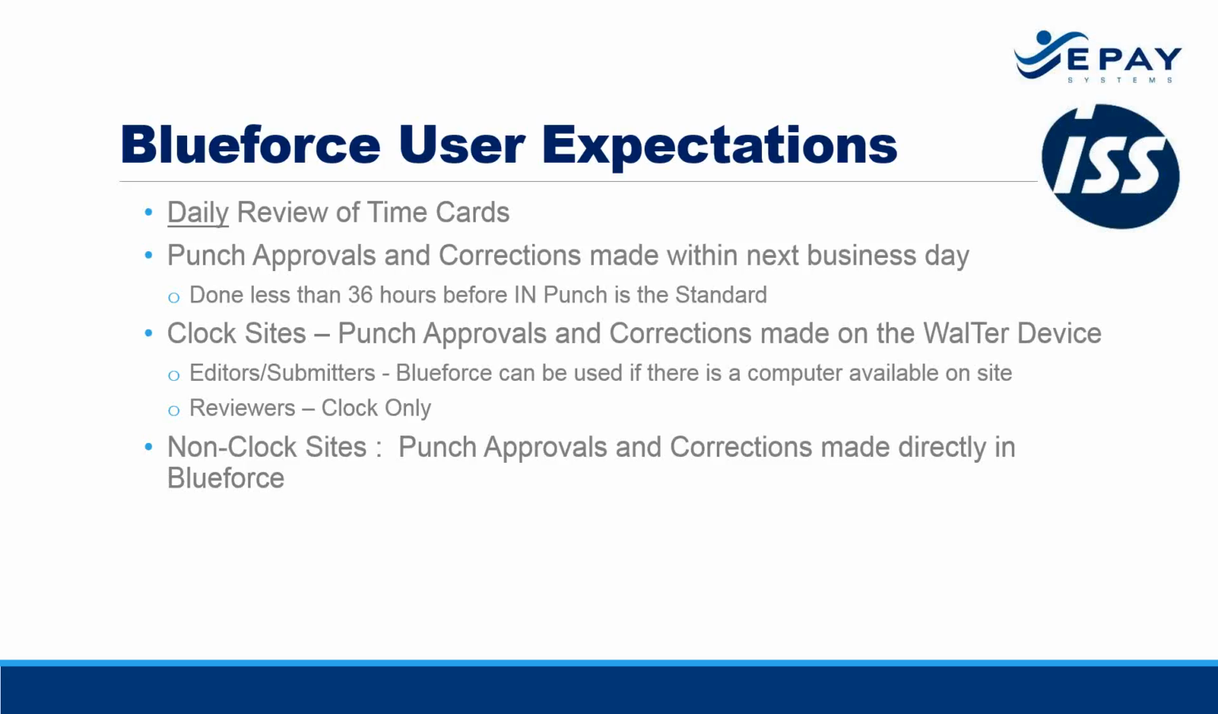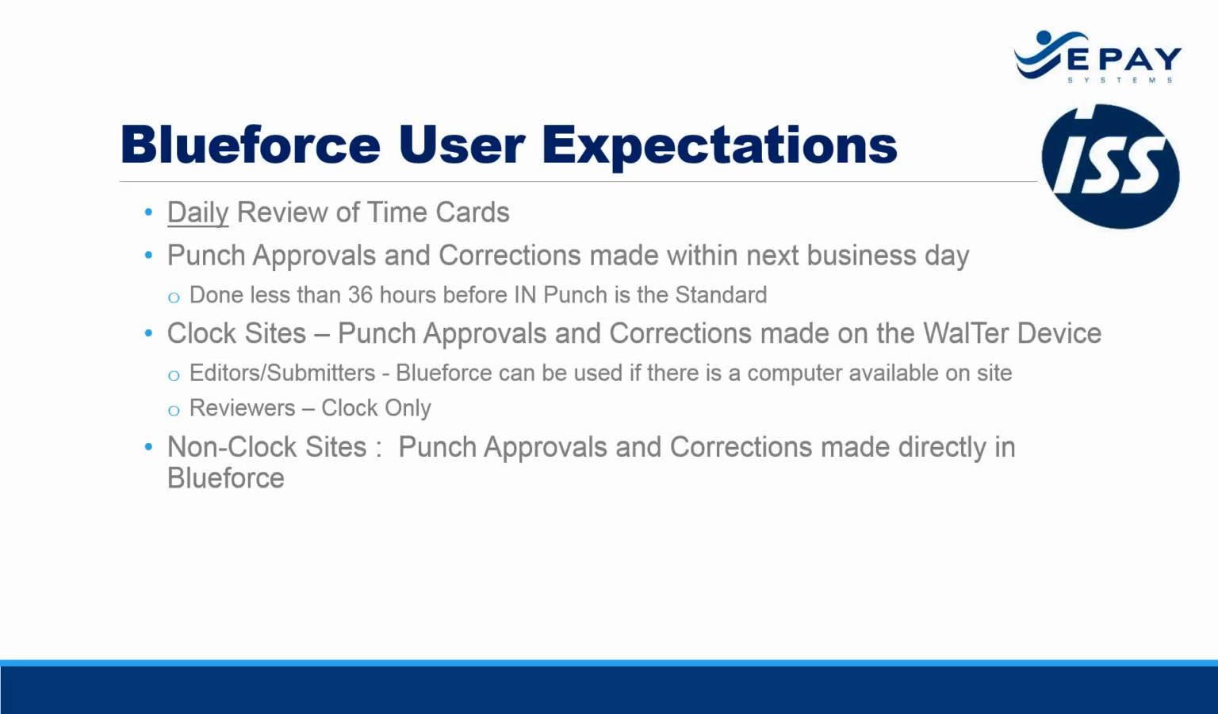Now, punch approvals and corrections must be made within the next business day. In reality, we have a 36-hour time frame. The guideline is the in punch itself plus 36 hours for doing our punch approvals and any corrections needed to the time record. That phrase is related to our correction lag compliance score. So the question always becomes: how can I guarantee a 4.0 on my compliance score?